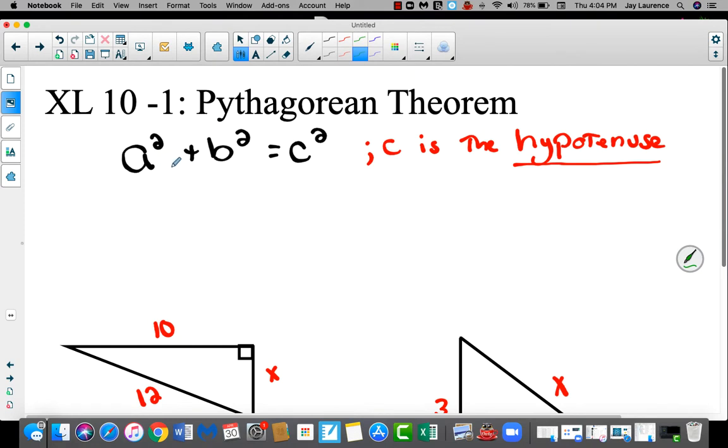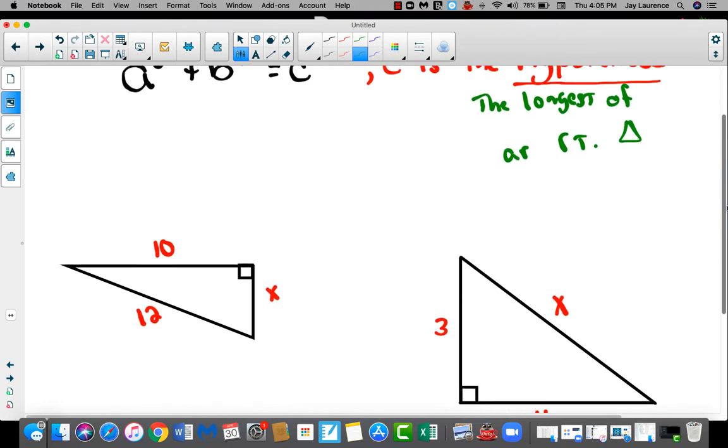For some of you, this is review. Some of you haven't seen this before. It's a squared plus b squared equals c squared, and c is the hypotenuse. Remember, a hypotenuse is the longest side of a right triangle. It's got to be a right triangle for this to work.